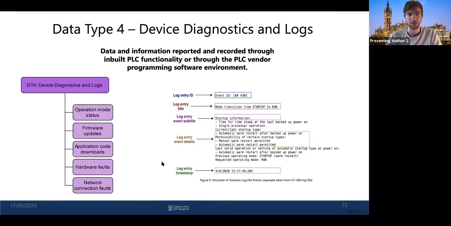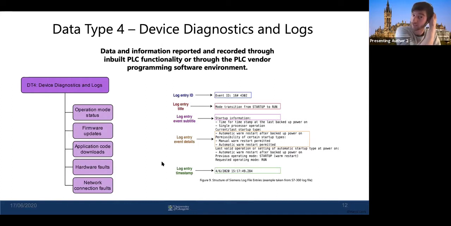But we thought that it's not right to just dismiss them entirely. They are a source of information and a source of data. And certainly if we take our knowledge of IT forensics, there could be some meaningful information, certainly as a first port of call for indicators of compromise.